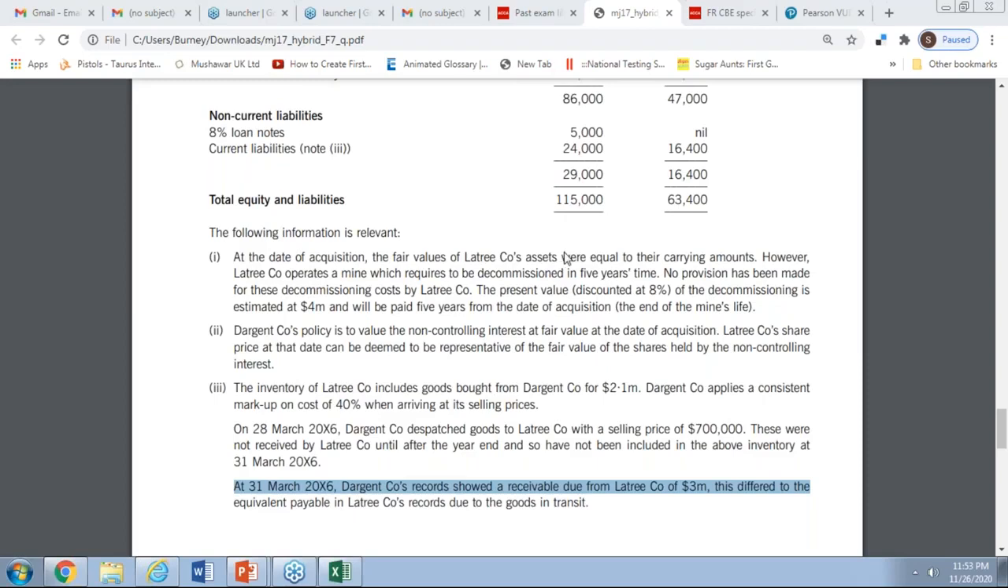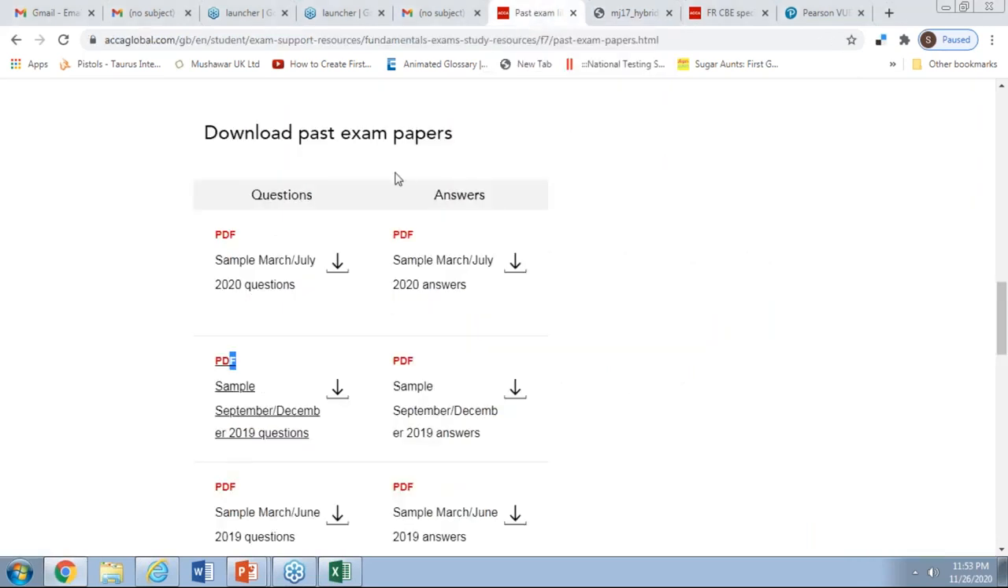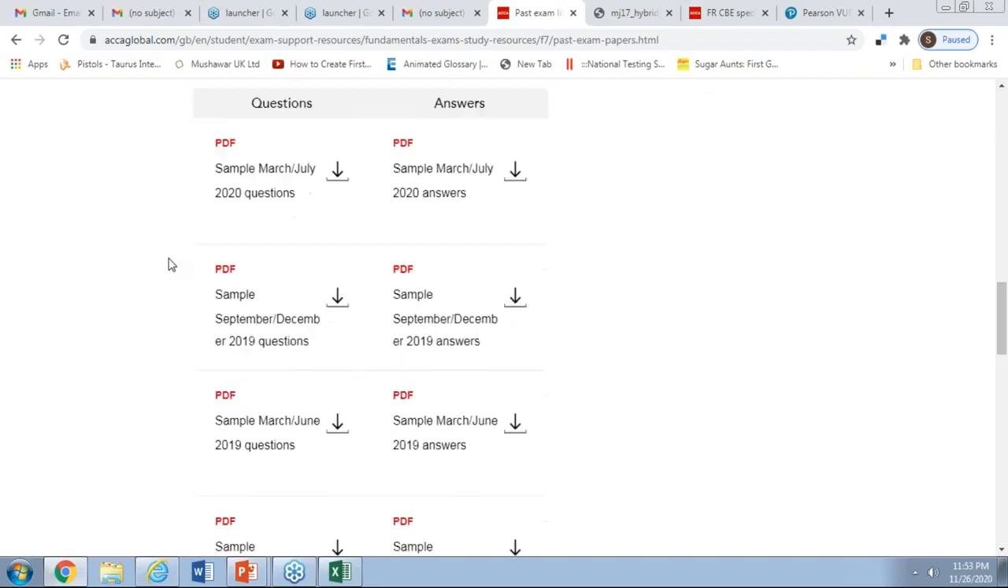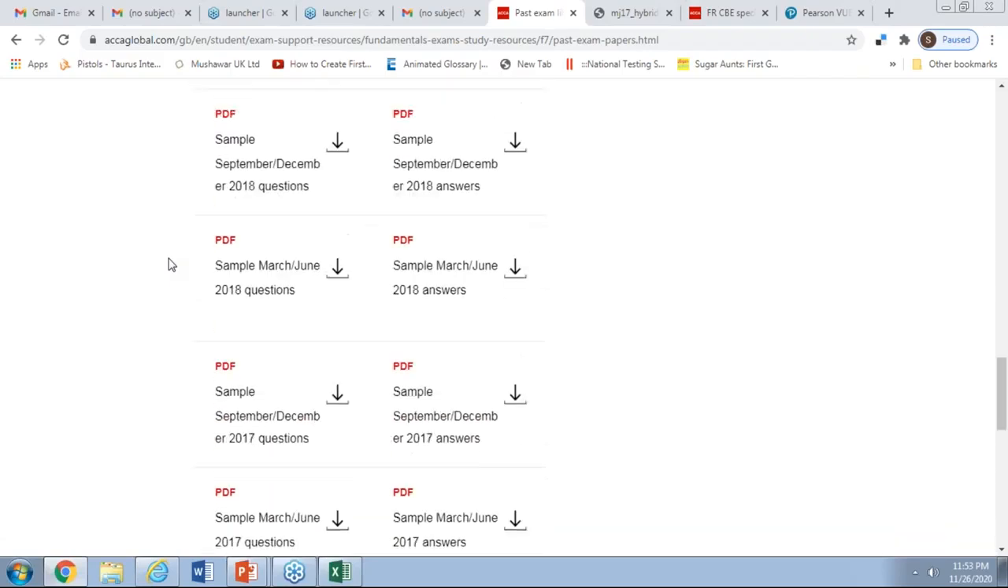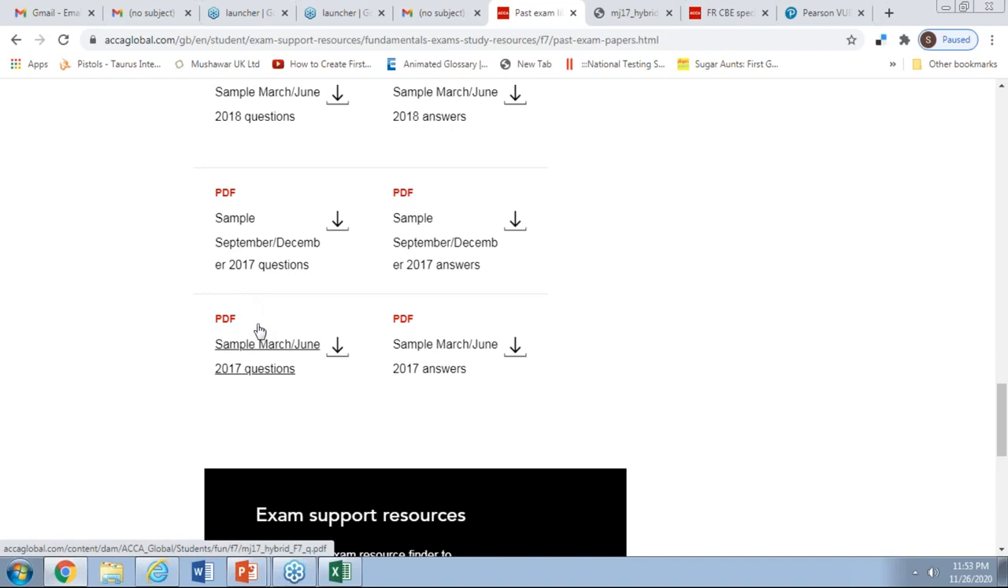Okay, I can't find the question. It's very easy. Just go in the past papers of ACCA. Select. You can see here different versions are given. Just go on the last one. This one is March, June 17. Just click on this March and 17. You will find this question paper.